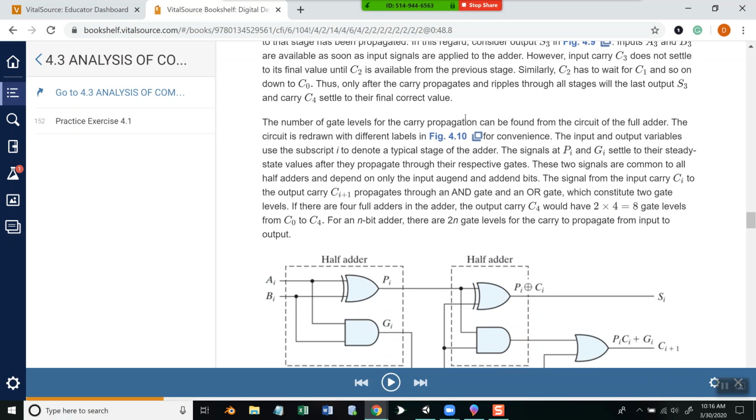The number of gate levels for the carry propagation can be found from the circuit of the full adder. The circuit is redrawn with different labels for convenience. The input and output variables use subscript i to denote a typical stage of the adder. The signals at P sub i and G sub i settle to their steady state values after they propagate through the respective gates. These two signals are common to all half adders and depend only on the input augend and addend bits. The signal from the input carry C sub i to the output carry C sub i plus 1 propagates through the AND gate and OR gate, which constitutes two gate levels.